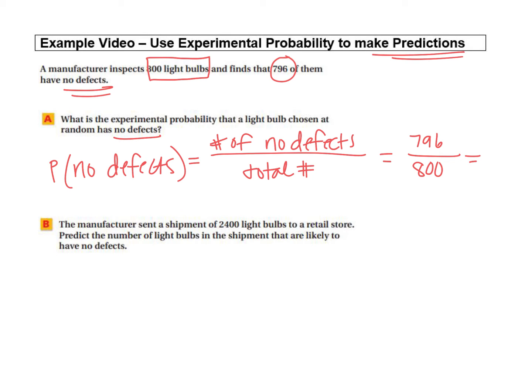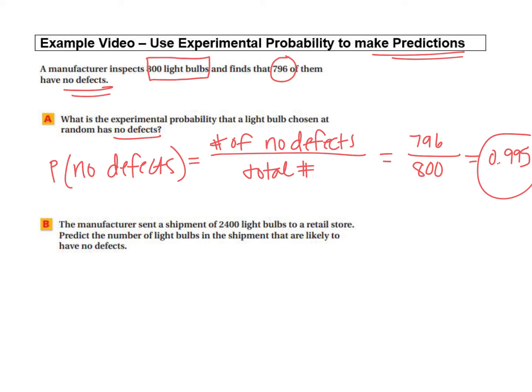So when we're finding probabilities to then make predictions, we're going to just go ahead and work with the decimal value on this. 796 divided by 800, if you grab your calculator, you get 0.995. So that's a really high probability. It's a 99.5% chance that your light bulb will not have a defect.